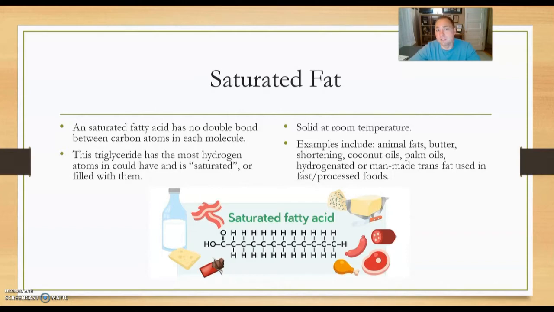Now, what does that do? Well, believe it or not, this makes it solid at room temperature. And saturated fat is found in animal fats typically, butter, shortening, but you can see it in coconut oils or palm oils. And then oftentimes where you find most saturated fat is hydrogenated, which we'll talk about later, and man-made or trans fat used in fast and processed foods. Okay, so animal fats will have saturated fat, any butter, any shortening, any solid at room temperature oils.